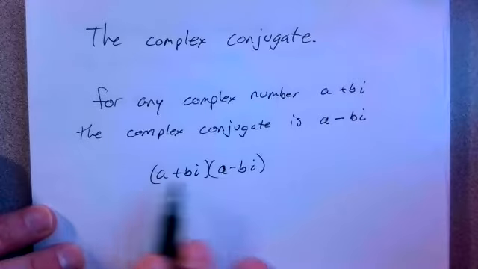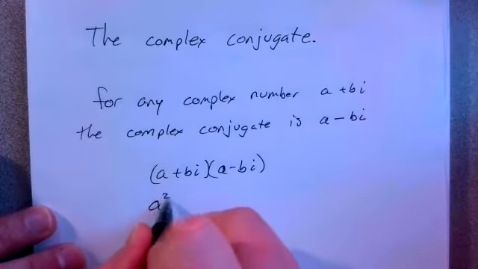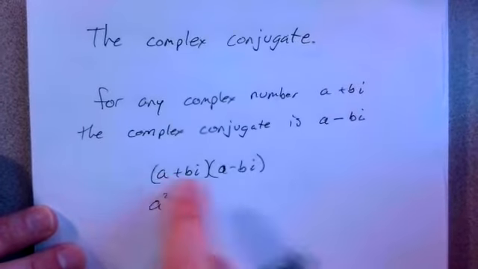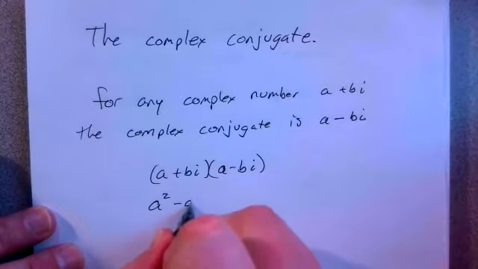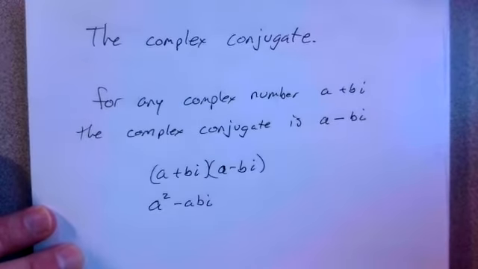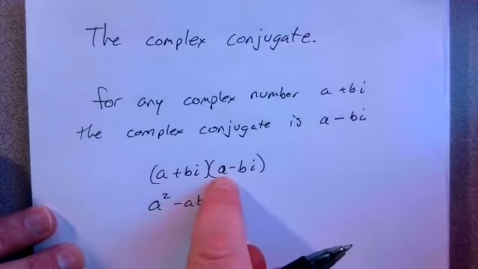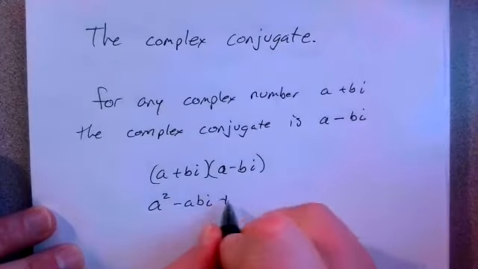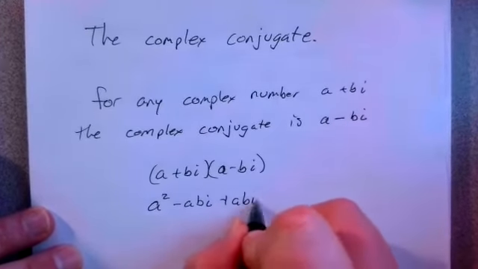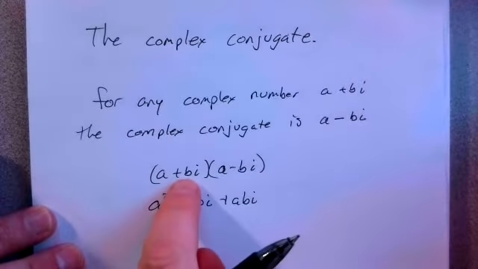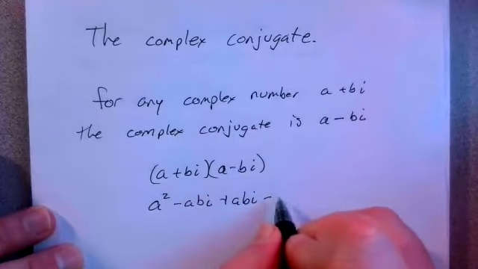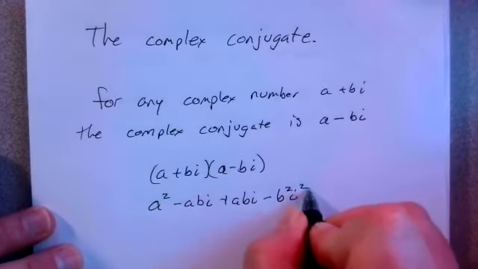Right? We got a FOIL here. So a times a is a squared. A times a negative bi is a negative abi. Bi times a is a positive abi. And then bi times a negative bi is a negative b squared i squared.